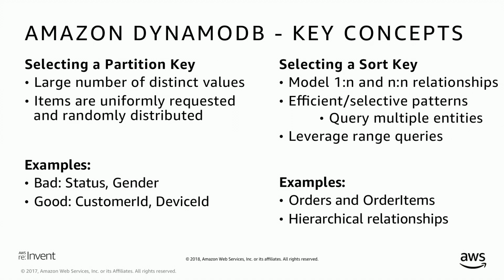Sort keys, it's about modeling those relationships, the one-to-many, many-to-many relationships in your application. We want to try to design efficient selective query patterns. Again, we don't want complex queries. I don't want to have to make multiple round trips.